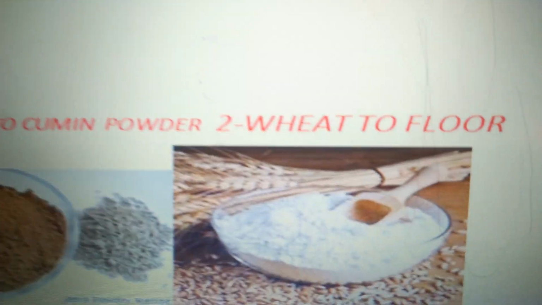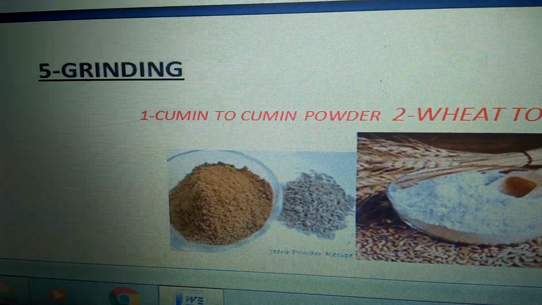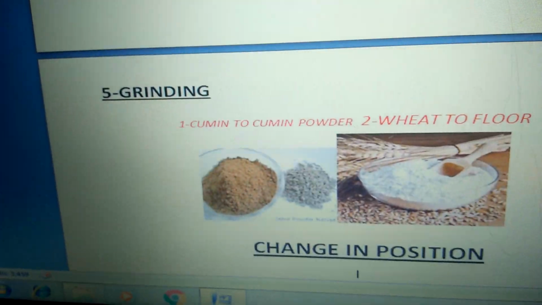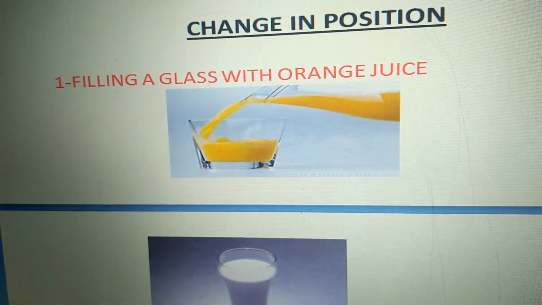Similarly, grinding of wheat to wheat flour, cumin to cumin powder is also a change in size. Here the property of the substance remains the same.